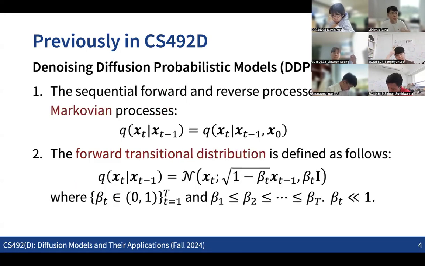Specifically for the DDPM, we define the forward and the reverse processes as Markovian processes. The forward transitional distribution was defined in a specific form, a Gaussian distribution. The meaning of this is that we are gradually adding noise into the data points while increasing the variance in the Gaussian distribution. This was the key characteristic of the DDPM. Today we are also going to start discussing non-Markovian processes.